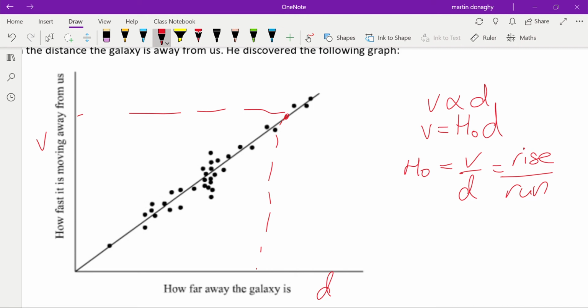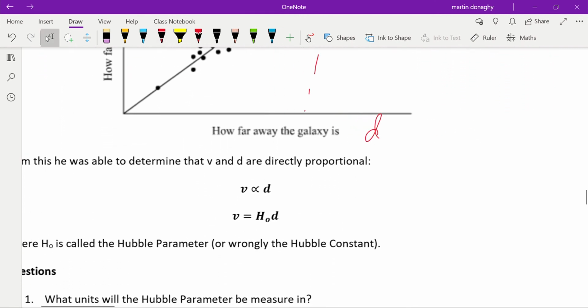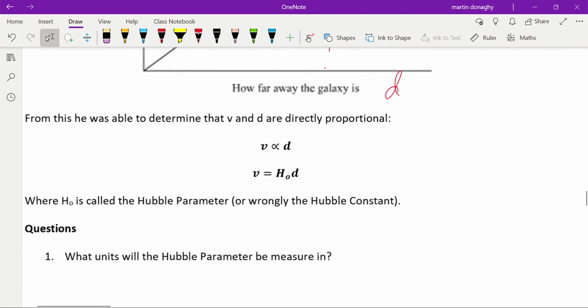Okay, so now based on that equation, try the questions below, and I'll post a little video of the solutions to that.